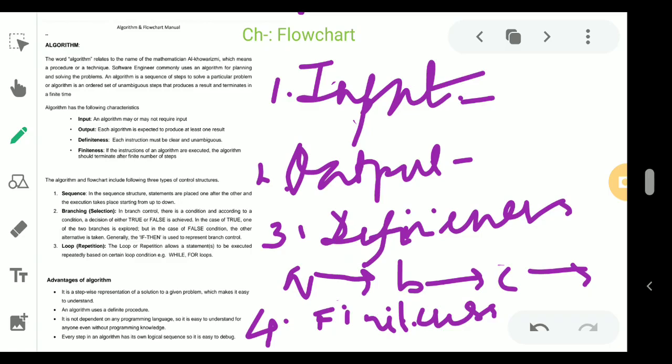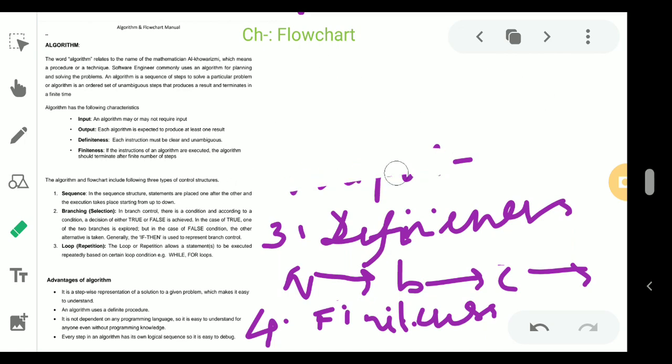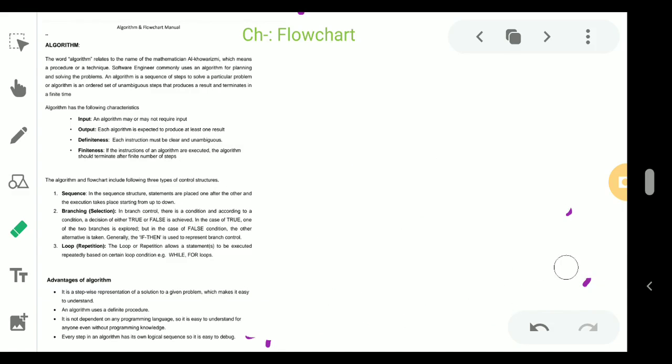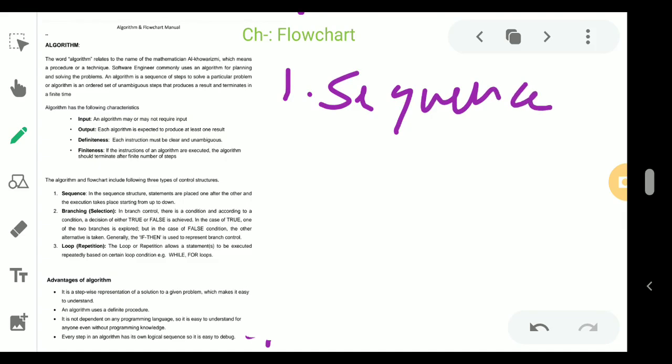Now, there are some control structures. When we are writing an algorithm, there are different types of control structures. Control structure means the way in which we design our steps. Control structure number 1 is the sequence. In the sequence structure, statements are placed one after another and execution takes place from top to bottom.